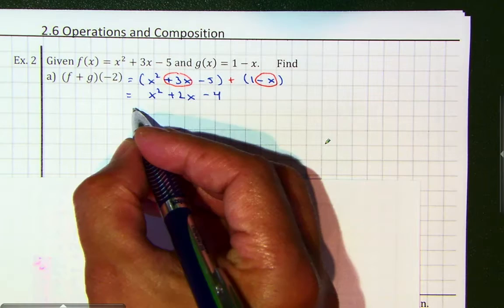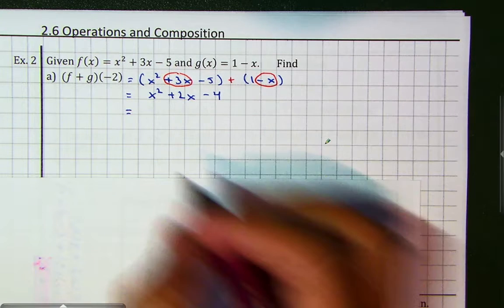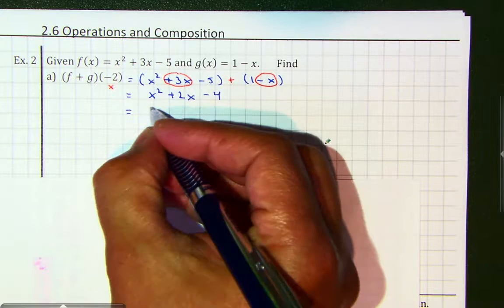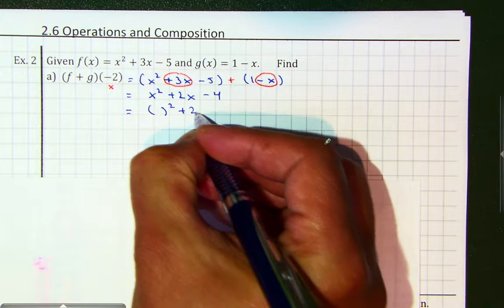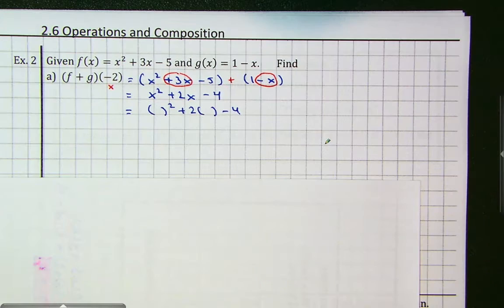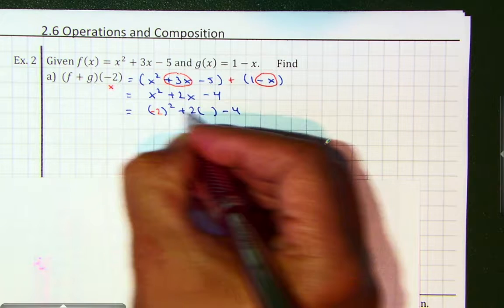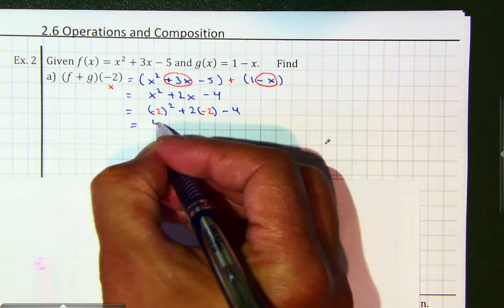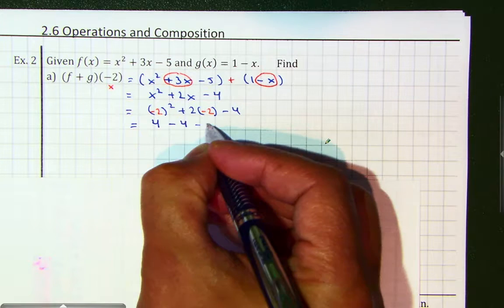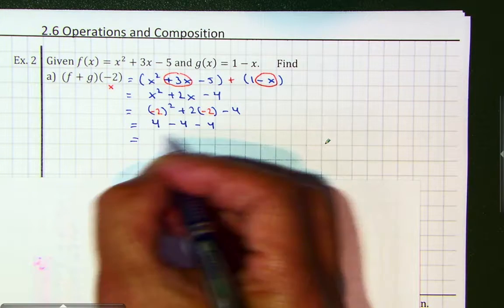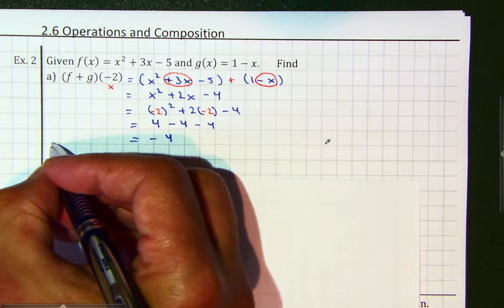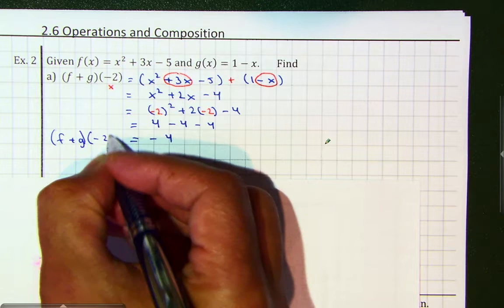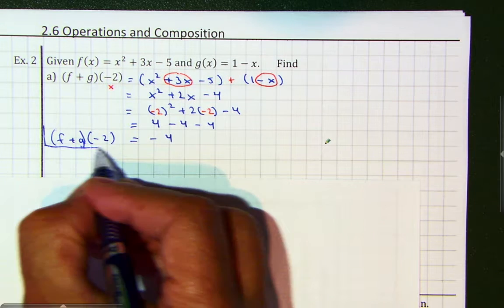And once I have this, then I can plug in my x value. So this will be x squared plus 2x minus 4. I'm basically just going to plug in the x value, which gives me positive 4 minus 4 minus 4. So that cancels out, and it gives me negative 4. So therefore f plus g of negative 2 is equal to -4.